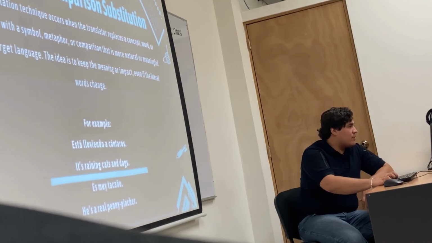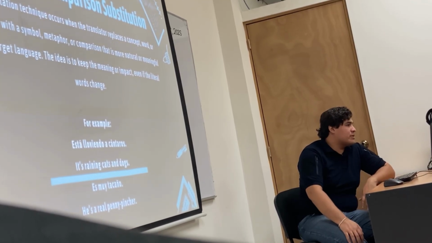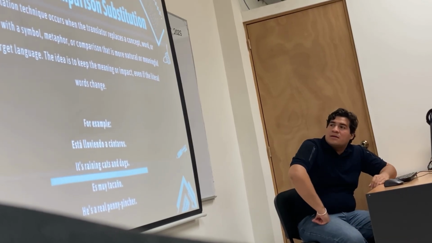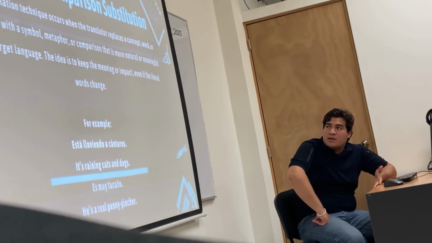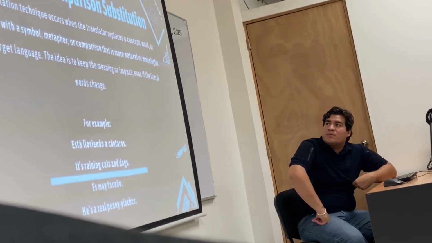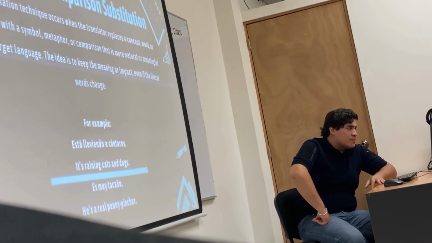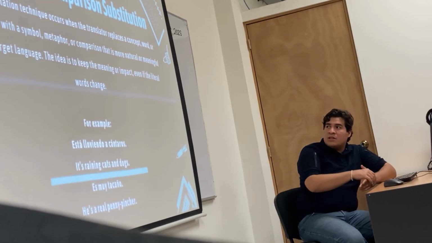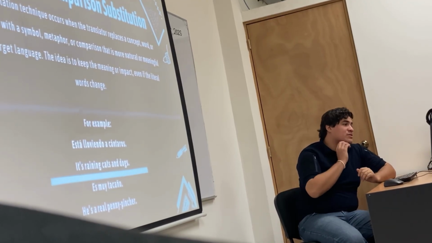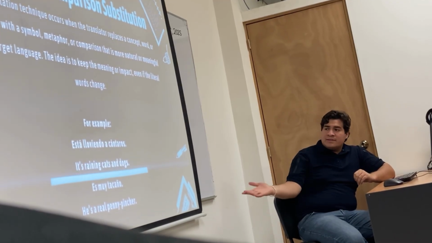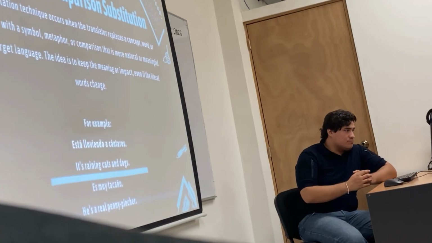Now, we have the third one, which is symbolic or comparison substitution. This is the translation technique that occurs when the translator replaces a concept, word, or expression with a symbol, metaphor, or comparison that is more natural or meaningful in the target language. The idea is to keep the meaning or impact even if the literal words change. Examples are, está lloviendo a cántaros, it's raining cats and dogs.